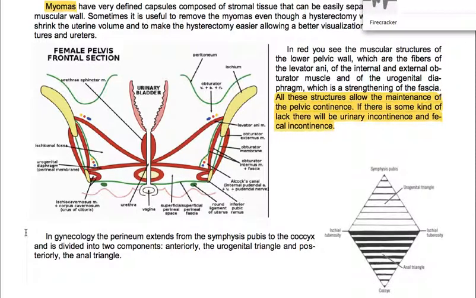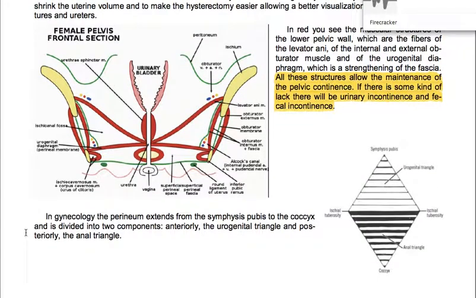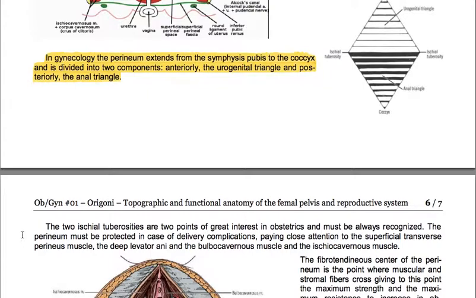In gynecology, the perineum extends from the symphysis pubis to the coccyx and is divided into two components. Anteriorly, the urogenital triangle, and posteriorly the anal triangle, so urogenital and anal triangles.